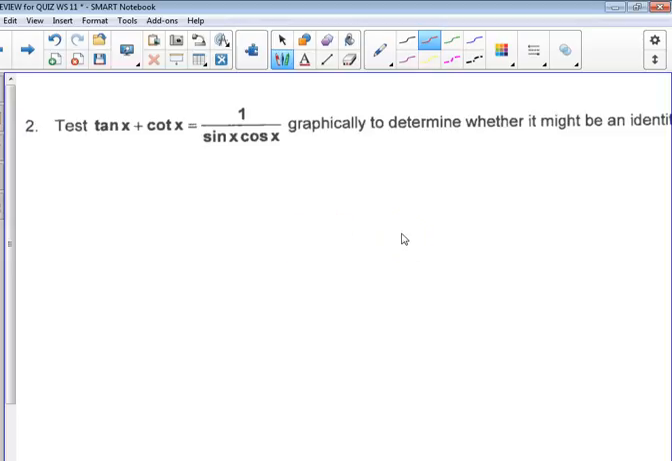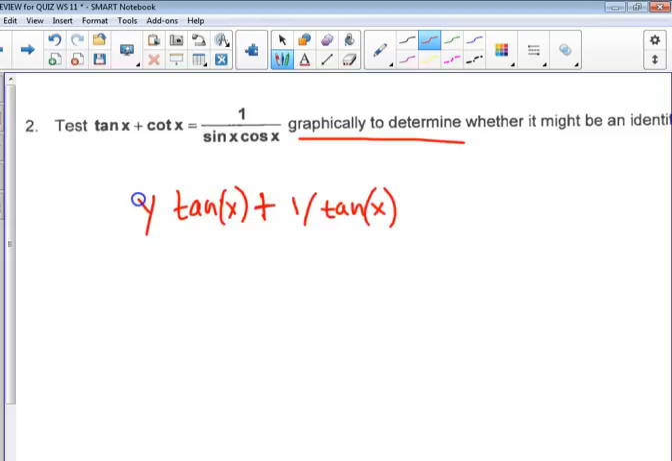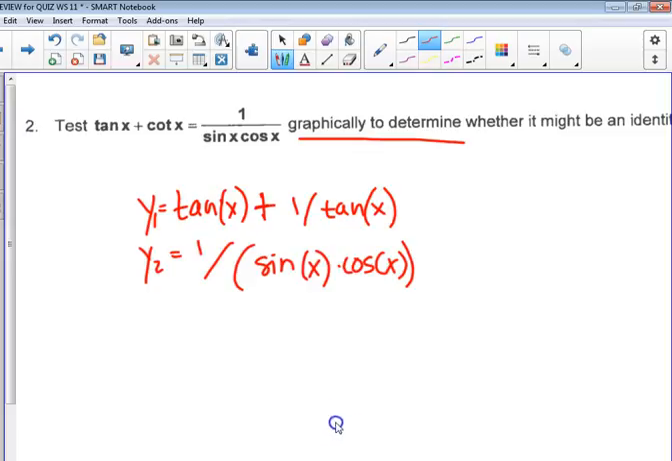Okay. What about this one? How do we type this guy in? This is graphically to determine, so it's a yes or no question. Tan x divided by, oh, no, plus, I can read, it's not well, plus 1 divided by tan x. And then in y2, 1 divided by sine x times cosine x. Something like that, maybe?